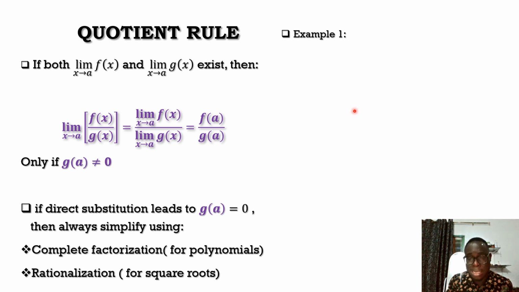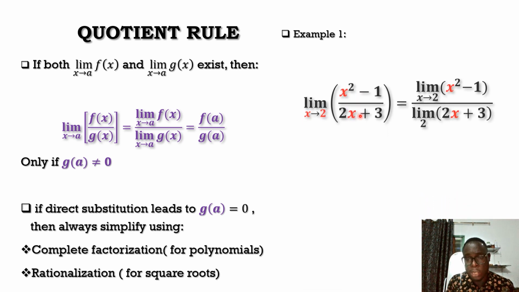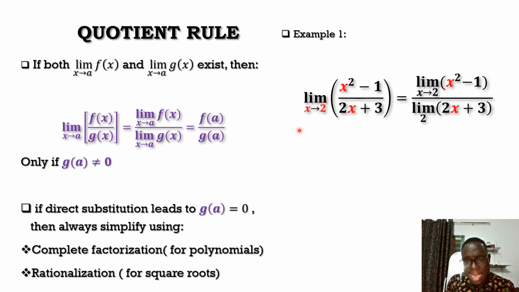Now let's look at an example at this section. We have the limit as x approaches 2 of x squared minus 1 divided by 2x plus 3. First, we need to understand that the quotient rule says that we have to find the limit for the numerator and the limit for the denominator, then divide to get our result.